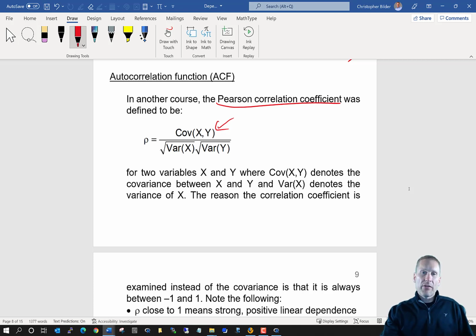And the nice thing about this quantity here, the Pearson correlation coefficient, is that it is always between -1 and 1. So the closer you get to +1, the stronger the dependence that exists between x and y. The closer you get to -1, the stronger the negative dependence that exists between x and y. The closer you get to 0, the less there is in terms of dependence between x and y.